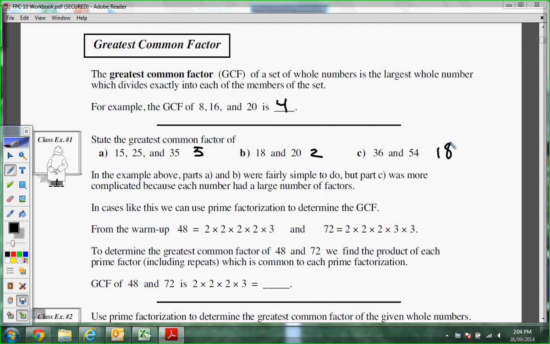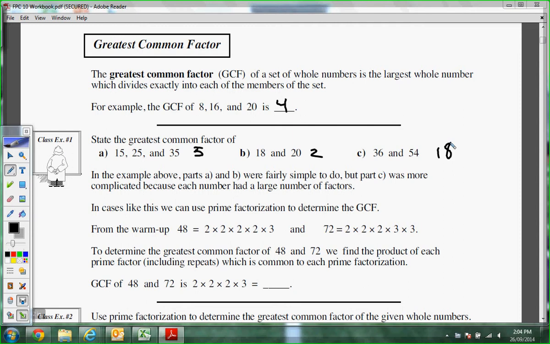All right, so in the example above, parts A and B were fairly simple to do, but part C was more complicated because the number was a large factor. So a lot of these ones are kind of easy to see because they're lower, because you guys start low. I mean, just naturally, we know 2 goes into it. We know that 5 goes into it, so I feel good about that. So in a case like this, we can use prime factorization to help us.